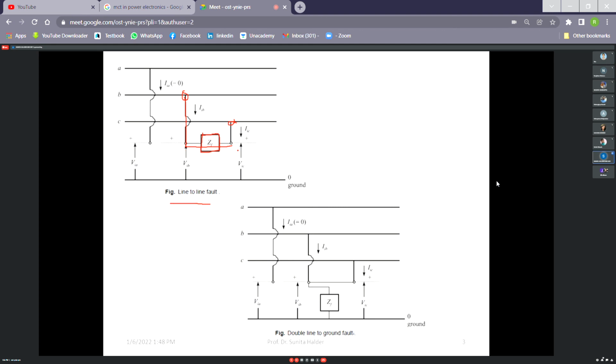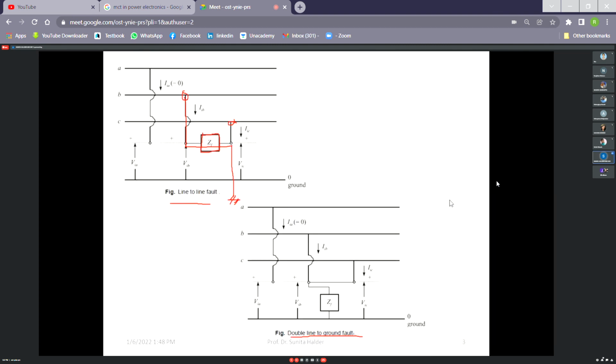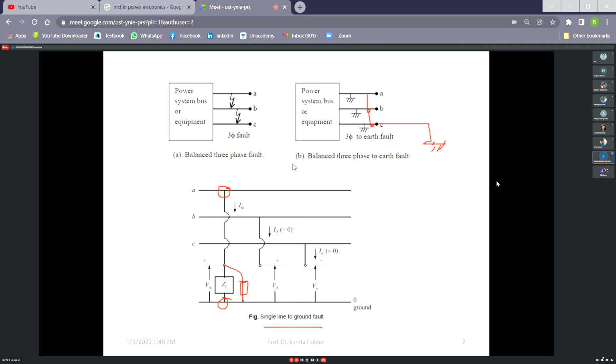Now it may happen that two lines are shorted and they are again connected to ground. Then it is called a double line to ground fault, the fourth case. So different types of combinations may be there. But here in this syllabus of power system performance, we shall assume only balanced three-phase fault. That means we can assume the system as balanced.